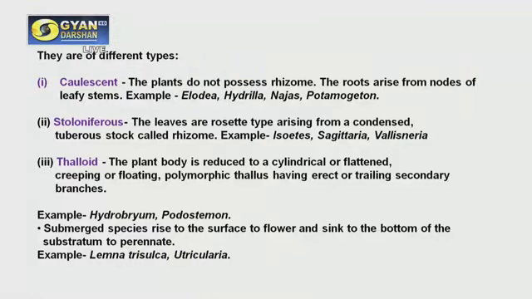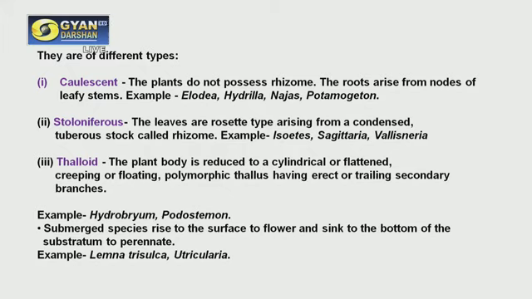Now we can again divide this type of plants into groups like coalescent, that is the plants do not possess rhizome. The roots arise from the nodes of the leafy stems, like Hydrilla, Najas. Stoloniferous, that is leaves are rosette type arising from a condensed tuberous stalk called rhizome, like Isoetes, Sagittaria, Vallisneria. These are all very important groups of hydrophytes. Thalloid, that is the plant body is reduced to a cylindrical or flattened, creeping or floating polymorphic thallus, having erect or trailing secondary branches, like Podostemon.